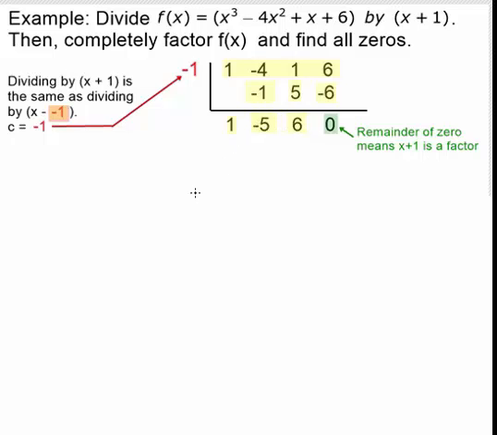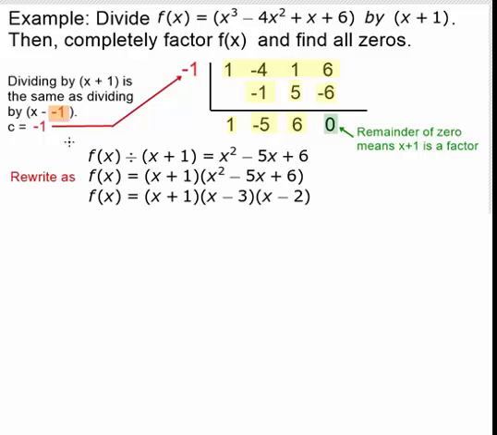And that means that x plus 1 is a factor, and we can write the factorization. Since dividing f of x by x plus 1 gives us this result of x squared minus 5x plus 6, that means that f of x equals x plus 1 times x squared minus 5x plus 6, and x squared minus 5x plus 6 factors as x minus 3 times x minus 2. So f of x factors completely as x plus 1 times x minus 3 times x minus 2.